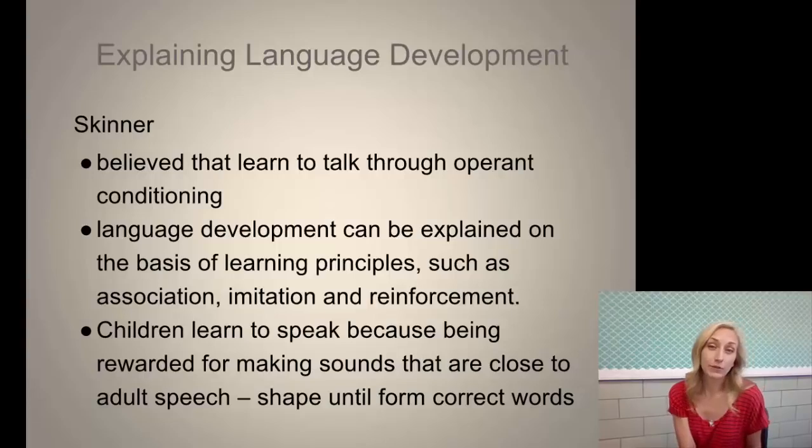So in explaining language development, we have a couple of perspectives to take. One is that of Skinner, who believed that we learn to talk through operant conditioning and operant conditioning only. We're not born with anything in our brain. We learn through reinforcement and punishment. Language development can be explained on the basis of learning principles like association, imitation, and reinforcement. Children learn to speak because they're rewarded for making sounds that are close to adult speech, and they are shaped over time until they form the correct words.